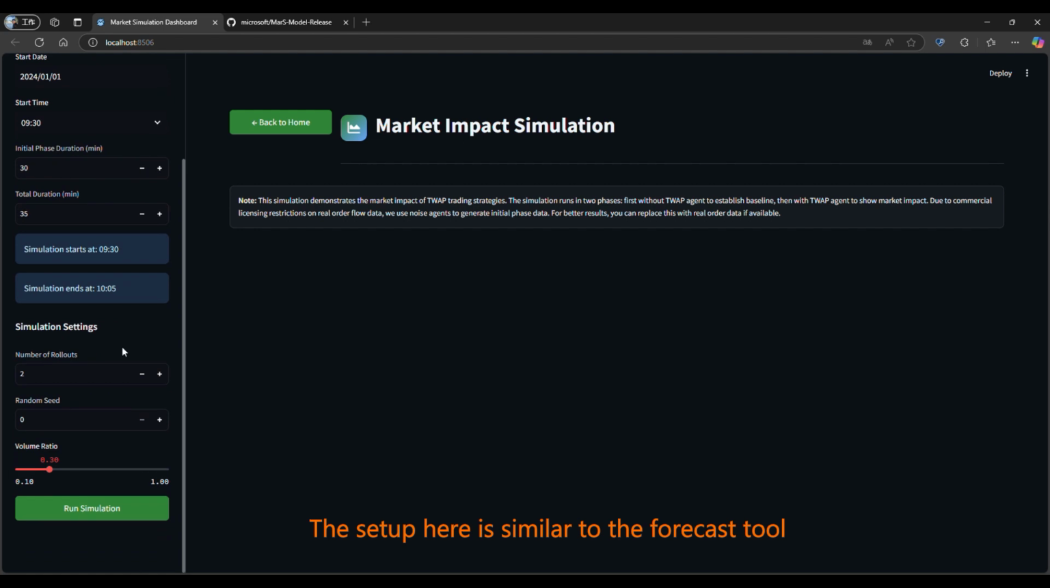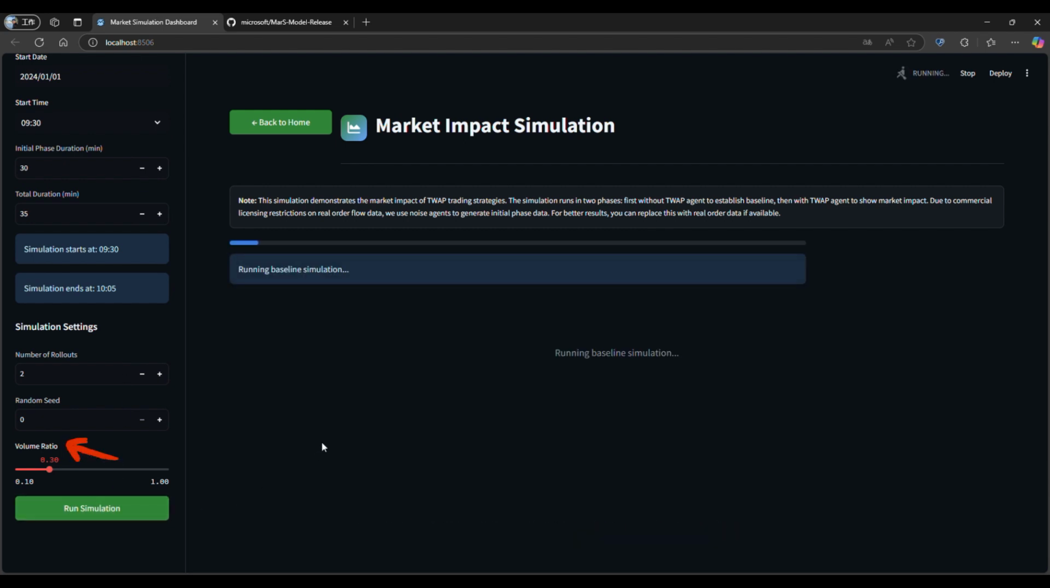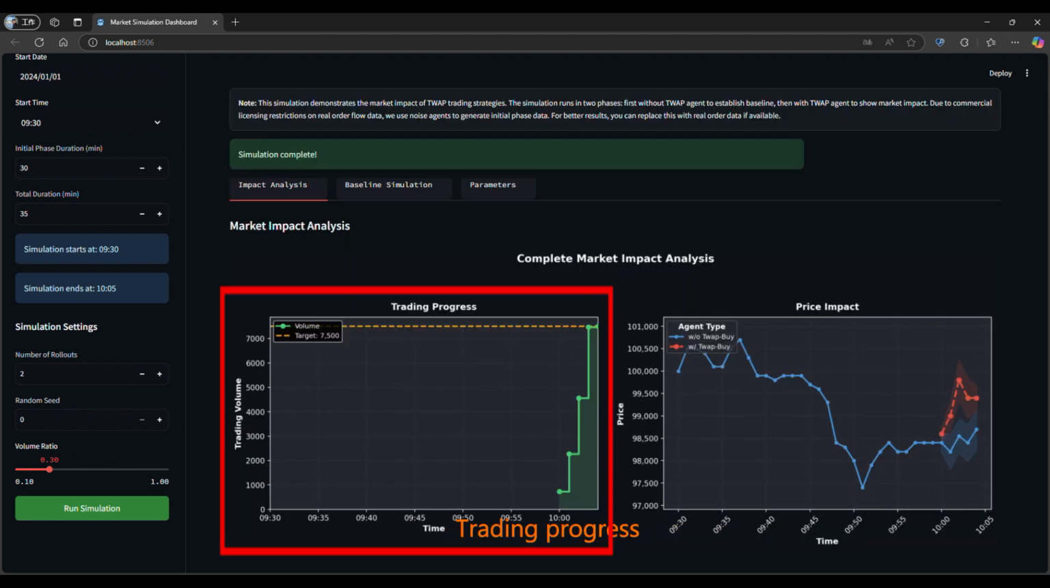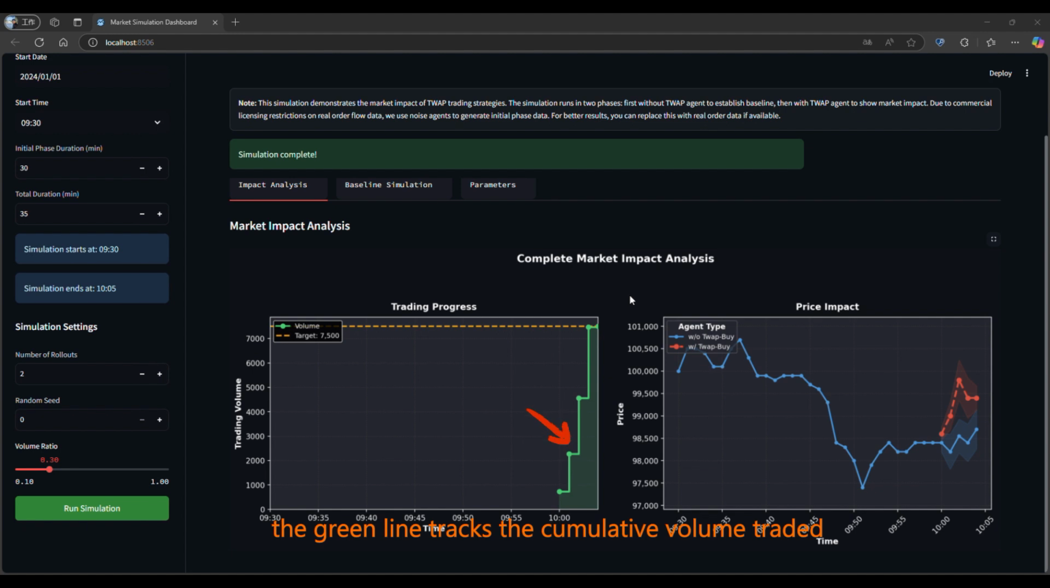The setup here is similar to the forecast tool, but includes a key parameter: the volume ratio slider. This determines the intensity of the trading strategy we want to test. In this demonstration, it's a time-weighted average price buying strategy, relative to the market's typical volume. The results panel provides 2 perspectives. Trading progress. This chart monitors how effectively our simulated TWAP agent executes its orders. The green line tracks the cumulative volume traded against the target volume, shown by the dashed orange line.